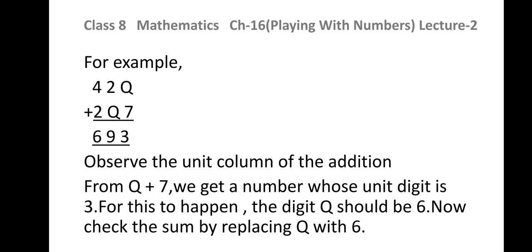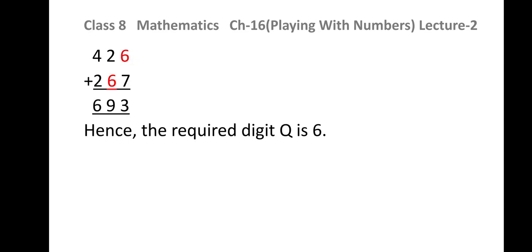Now check the sum by replacing Q with 6. Let us see whether our assumption, our calculation, is correct or not. If I write 6 in place of Q, it will be 426 plus 267, and the result will be 693. Hence the required digit Q is 6.